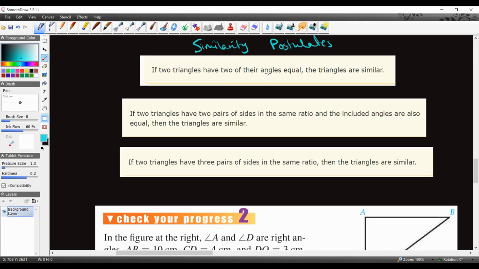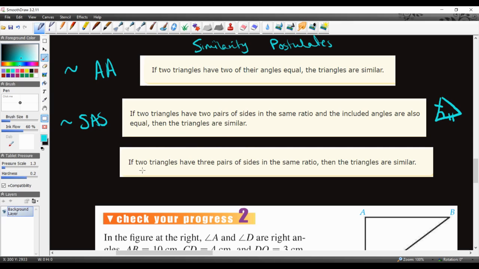If two triangles have two of their angles equal, so as long as two corresponding angles are equal, the triangles are similar, and this is known as the AA. I'm going to put this symbol here so we know it means similarity. If two triangles have two pairs of sides in the same ratio and the included angles are also equal, then the triangles are similar. So we're talking about two sides and the included angle. The included angle would be the angle between. So you'd have a side, an angle, and another side. This is known as the side angle side similarity postulate.